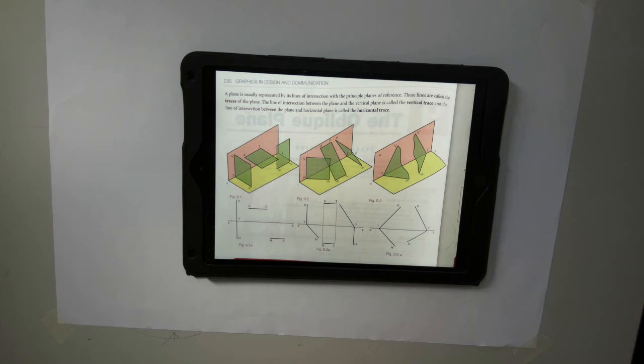Hi lads, in this video I'm going to go through what a plane is, the different types of planes, the trace of a plane, and how to find a point and a line on a plane as well when given. So the first thing, a reminder of what a plane is.